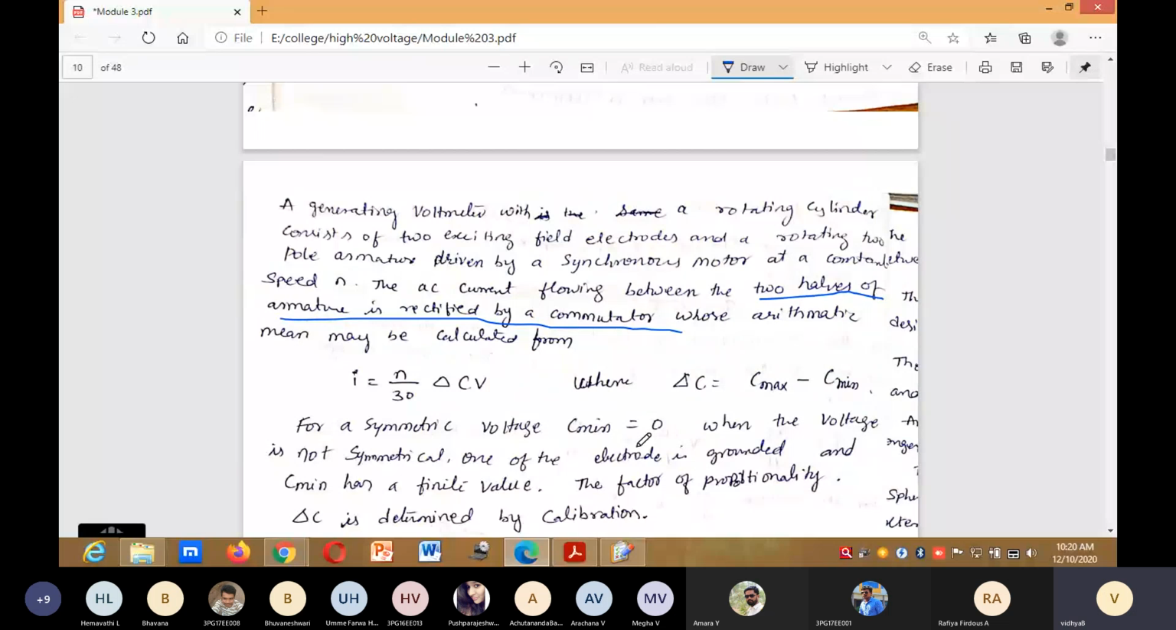The AC current flowing between the two halves of the armature is rectified by a commutator whose arithmetic mean may be calculated from I equals n divided by 30 delta CV, where delta CV is C max minus C minimum. For symmetric voltage, C minimum will be 0. When the voltage is not symmetrical, then one of the electrodes is grounded and C minimum has a finite value. The factor of proportionality n divided by 30 delta C is determined by calibration.